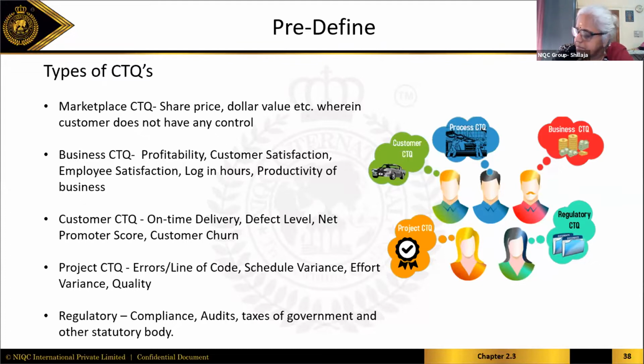Have you heard of the share market? Yeah. Have you heard of cryptocurrency, Bitcoin? Yeah. All that is very much happening now. So that is called marketplace CTQ, critical to quality for marketplace.